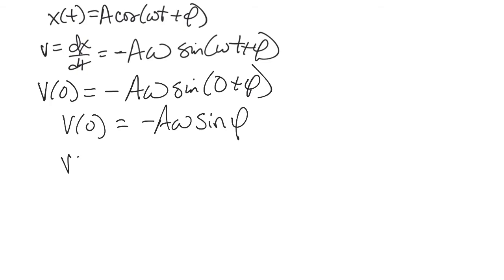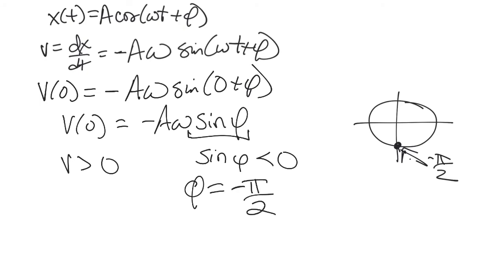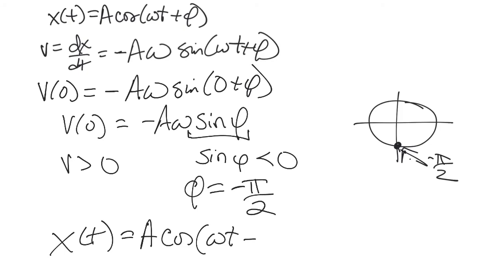So what were we told? We were told that v was greater than 0. So v at time equals 0 is greater than 0. That means that sine of phi must be less than 0. So which guy gives you that? That guy right there. So that's negative pi over 2. So that means that phi equals negative pi over 2. So our official equation is x equals a cosine(omega t minus pi over 2).